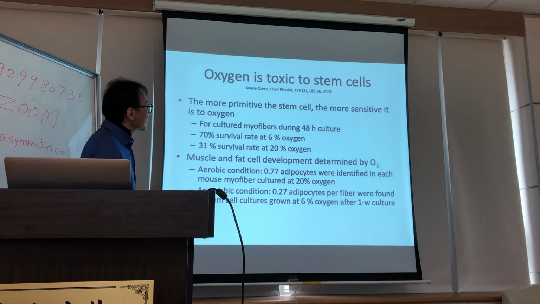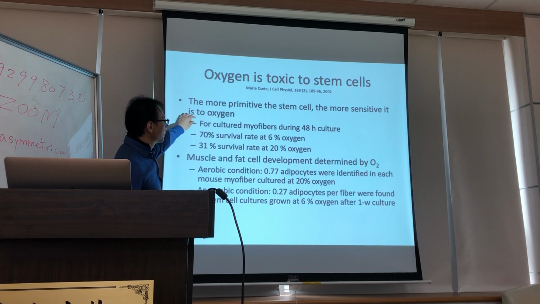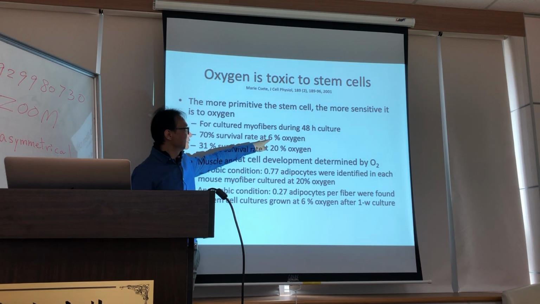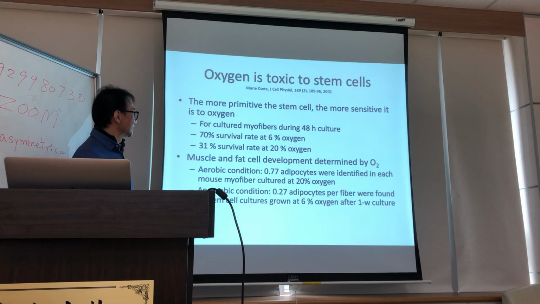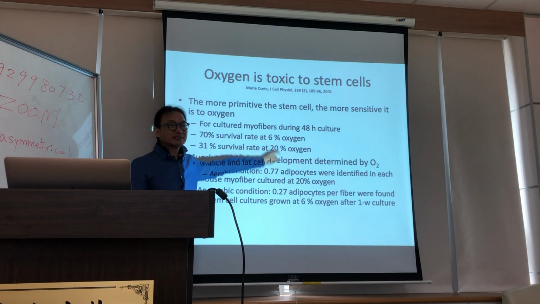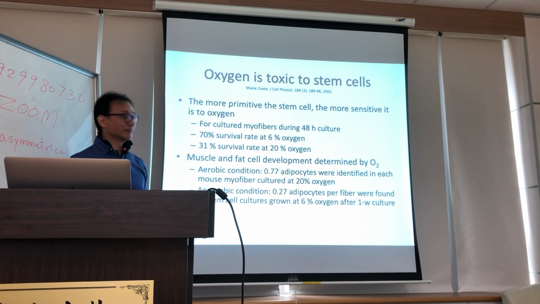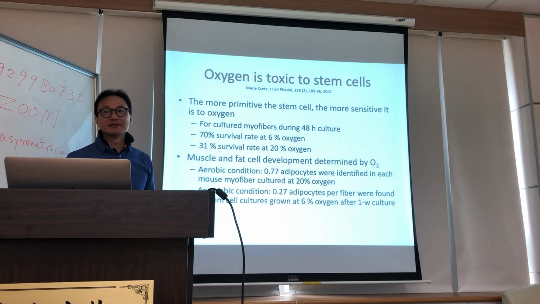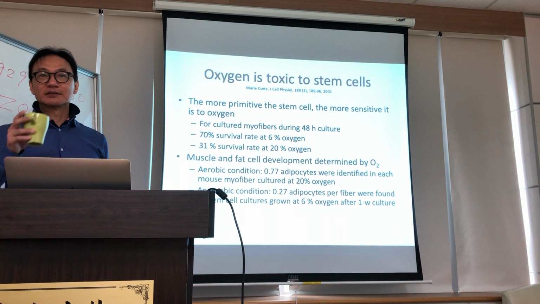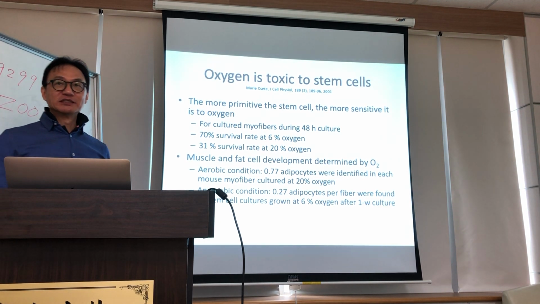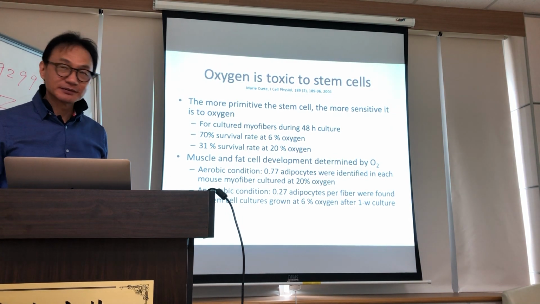Okay, let's look at what is the influence of oxygen on stem cell. Let's say you culture the myofiber for 48 hours, and you have two conditions. One is low oxygen, and another one is normal oxygen. You can see that the stem cell has a 70% survival rate at 6% oxygen, the anaerobic condition, right? If you have 20% oxygen, the survival rate goes down to 31%. So that gives you direct evidence that the stem cell likes to survive under an anaerobic condition.